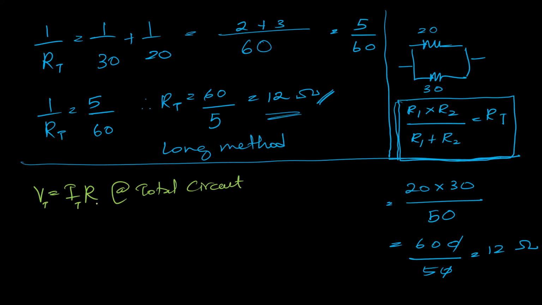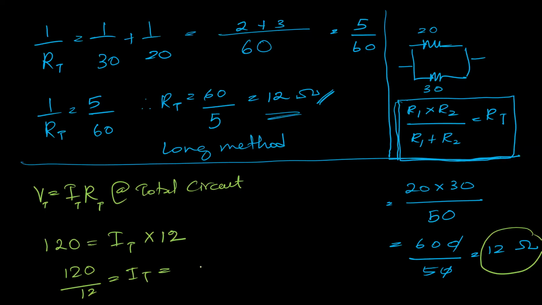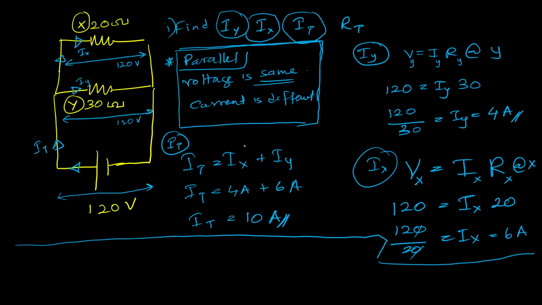So V total, I total, R total. V total is the total voltage, that is the battery's voltage, 120, equals I total into R total. Just now we found R total as 12. 120 divided by 12 will give you I total, which is equal to 10 ampere. Now see, in this method also we double confirm that I total is 10. Earlier, by adding the individual Ix and Iy, we also found it is 10. So our answers are 100% correct.